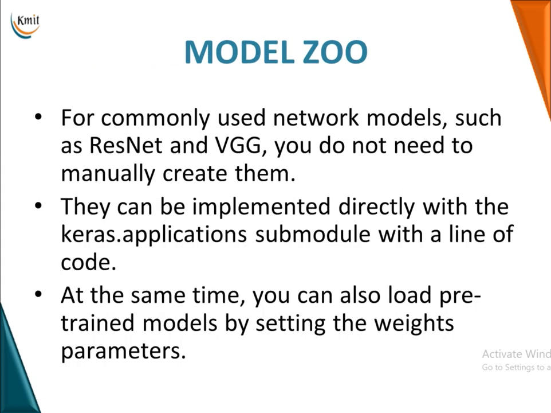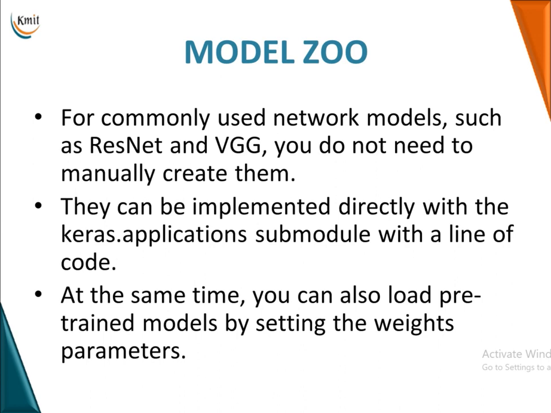Now you can also go for a model zoo. That is, when you have a commonly used network model, basically in CNN you have bigger models and you don't want to recreate those models again and again, and they are very commonly used with respect to image data, like ResNet and VGGNet. You do not have to manually create them, they are already built in, and you can implement them directly by using the keras.applications submodule with a line of code.